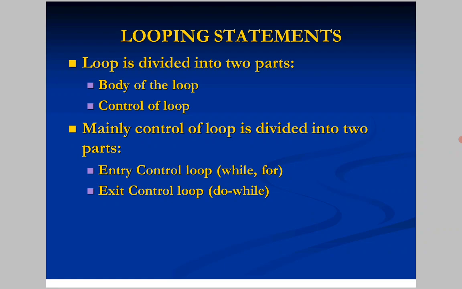A loop is nothing but a set of statements, or a group of statements, which are repeatedly executed one by one until the given condition becomes true, or for a fixed number of times, or until the given condition becomes true or false. So a loop contains two parts: the body of the loop and the control of the loop. There are many looping statements in C language, like while loop, do while loop, for loop, etc.